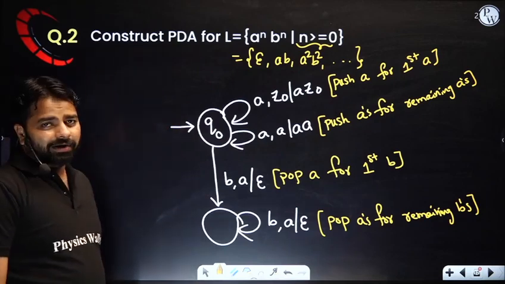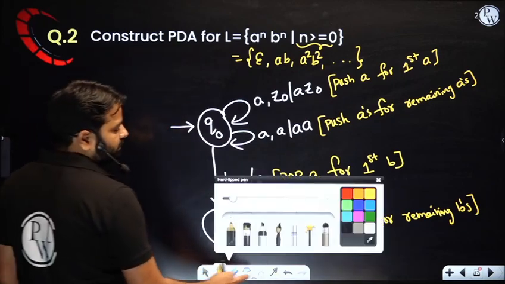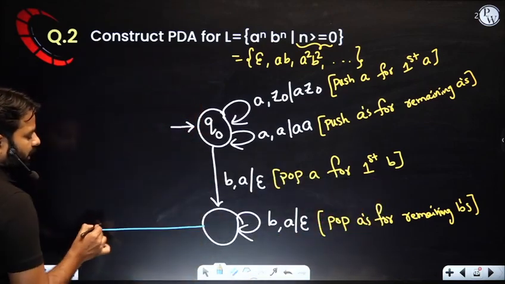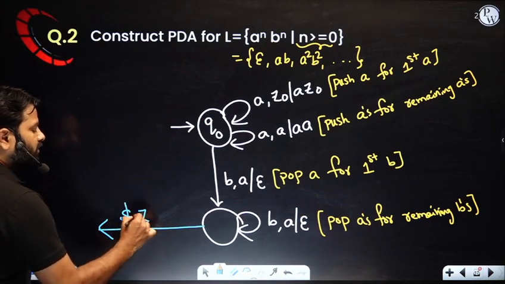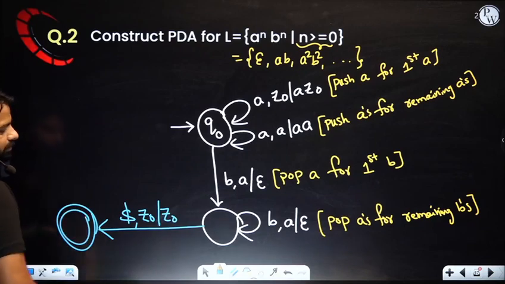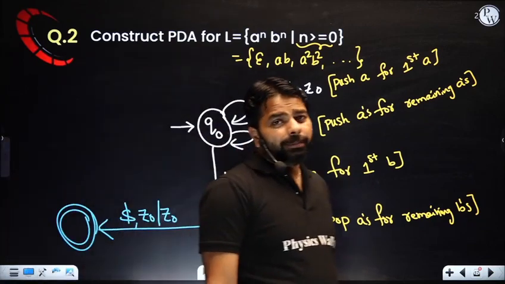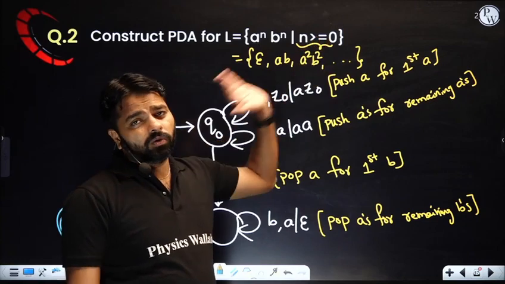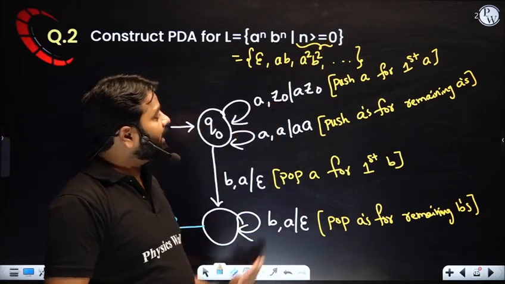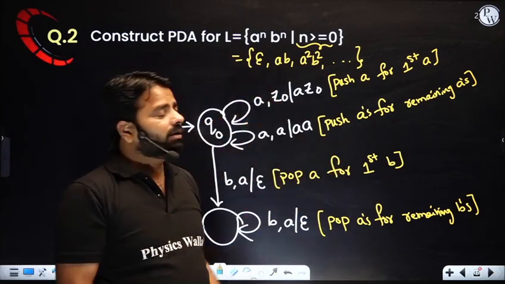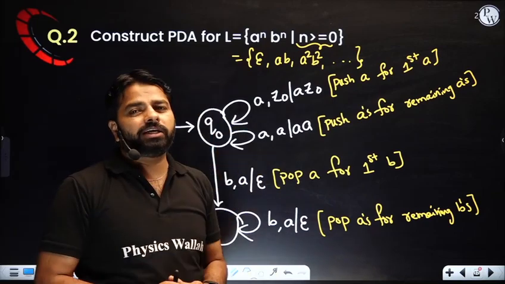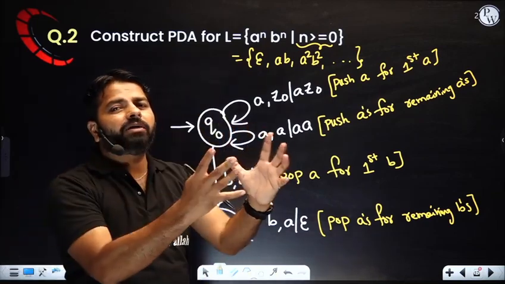But this is not enough, right? Now, acceptance. How do you accept? Here you already know $, Z0, do anything, keep Z0 if you want, it's fine, but accept it. This will accept only a power n, b power n, such that n is greater than or equal to 1. Epsilon is not accepted. What do you mean by epsilon? The head directly points to dollar, which means there is no a, b. So from the initial state, directly dollar is there and on top of the stack is Z0. That means there is no a, b on the input tape.